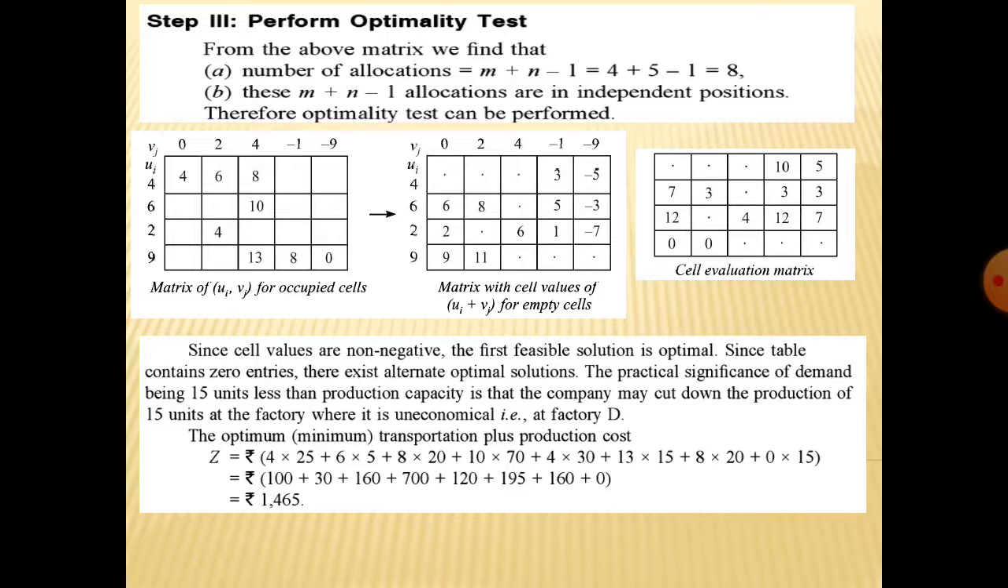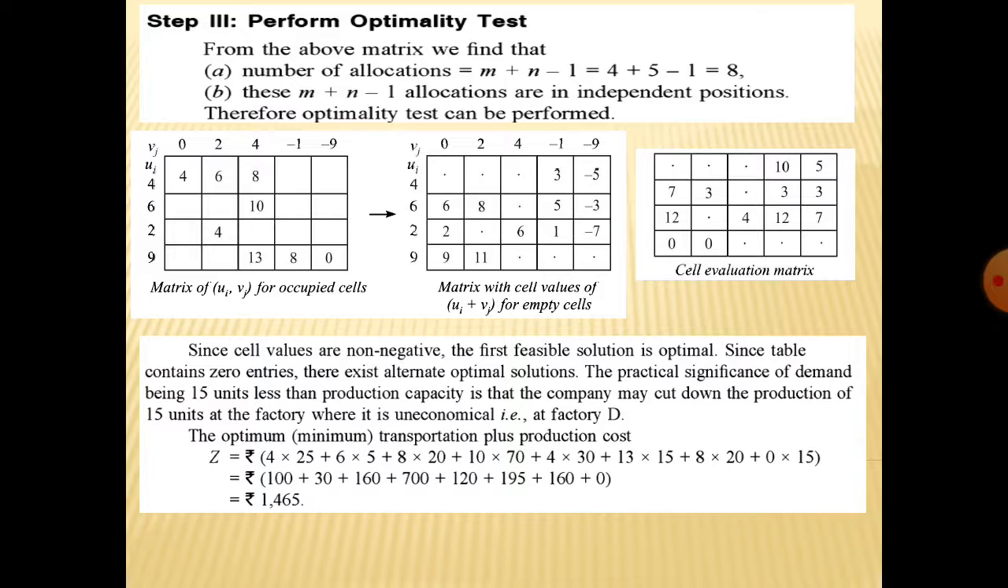I solved this optimality test in the previous class and explained it in detail. You follow the same rule and find the values. Since all the cell values are non-negative, the first basic feasible solution is optimal. Since the table contains 0 entries, there exist alternative optimal solutions.